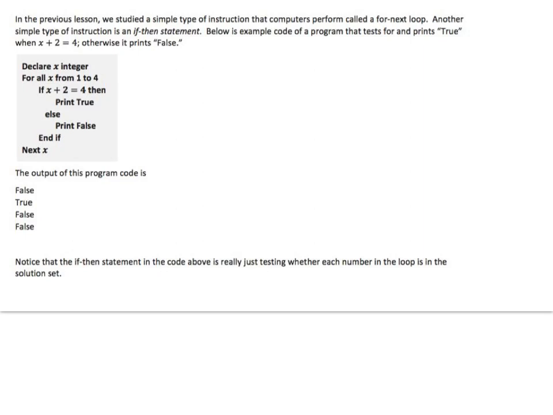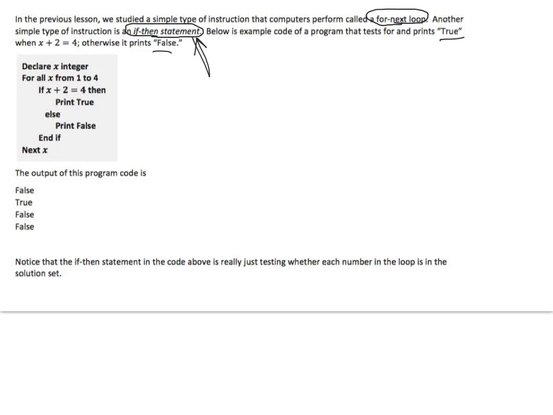So, our first example. In the previous lesson we studied a simple type of instruction that computers perform called a for-next loop. Most of you understand what a for-next loop is. Another simple type of instruction is an if-then statement. Even if you don't understand computers, if-then statements are pretty common. Below is example code of a program that tests for and prints true when x plus 2 equals 4. Otherwise, it prints false.